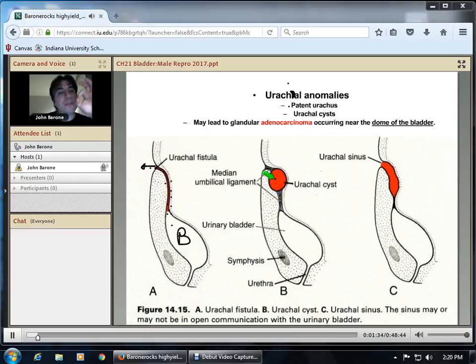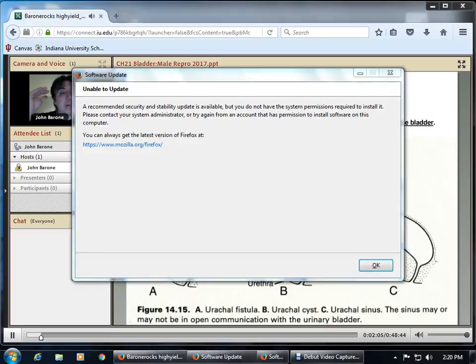Well, over time, those can dilate and become cystic. So you can get these urachal cysts, or if it's still connected out here, you can have a urachal sinus. If you have these cysts here, over time they'll dilate, and the mucosa will get irritated. So unfortunately, this can lead to glandular tumors like adenocarcinoma. So this is going to be an adenocarcinoma occurring at the top of the bladder dome.